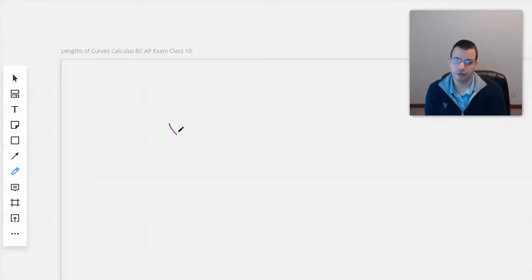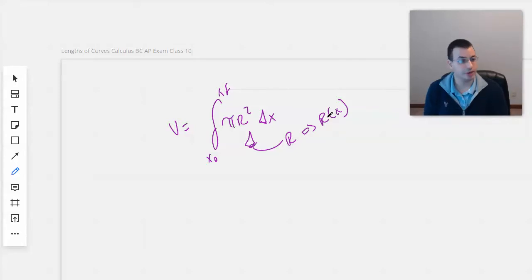For the disk method, we'd do something along the lines of pi r squared, and then do a small delta x, and then integrate from whatever your initial x is to your final x. And then we would rewrite r in terms of x, and integrate with a bunch of disks.